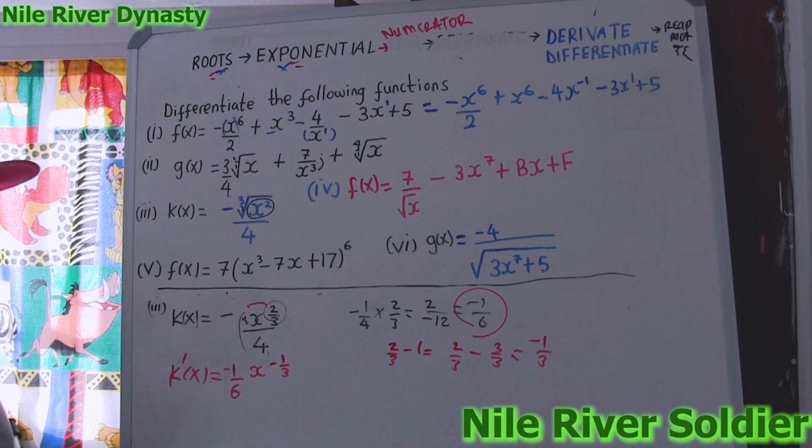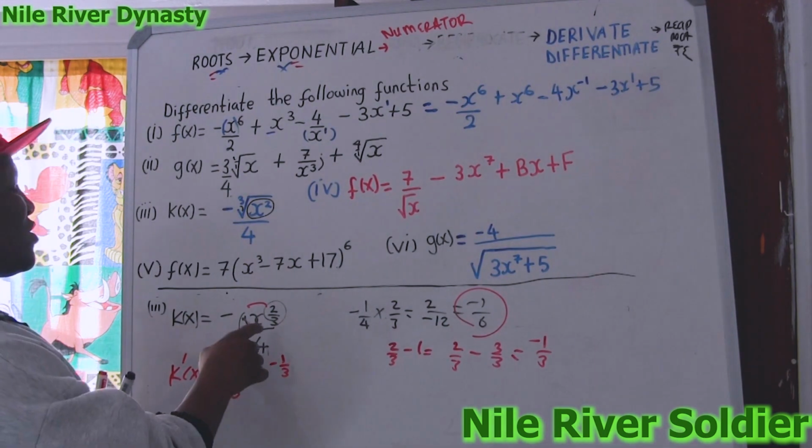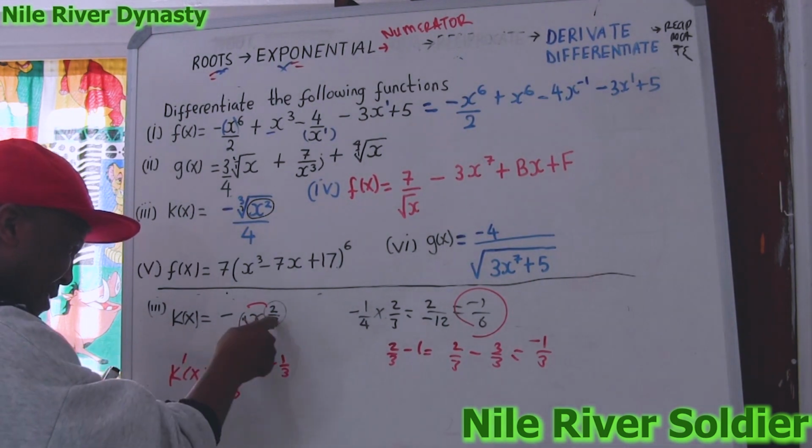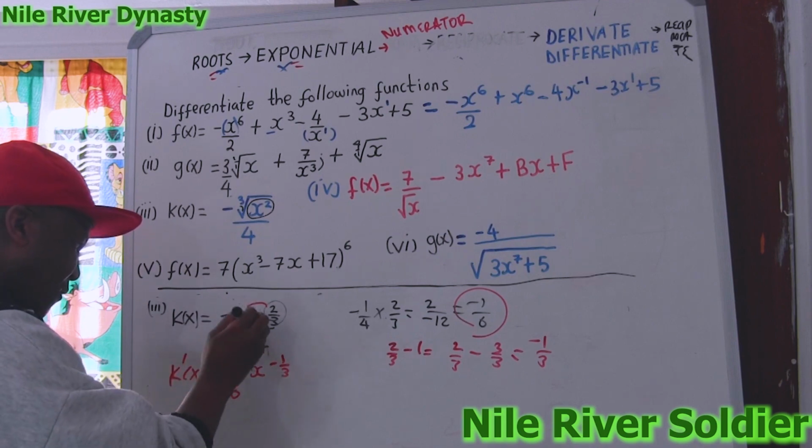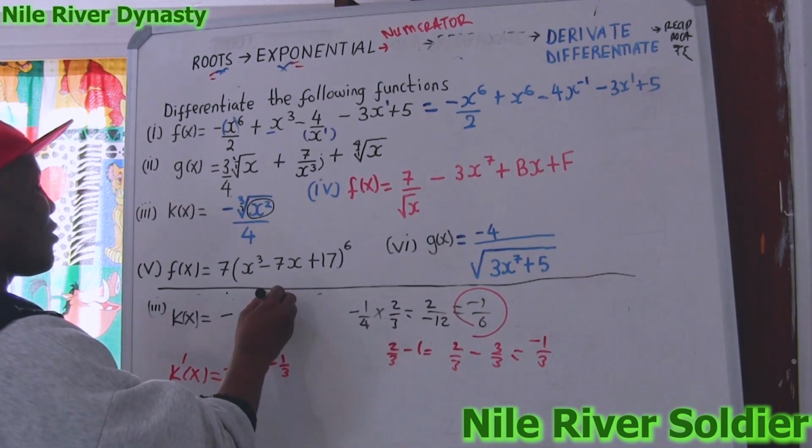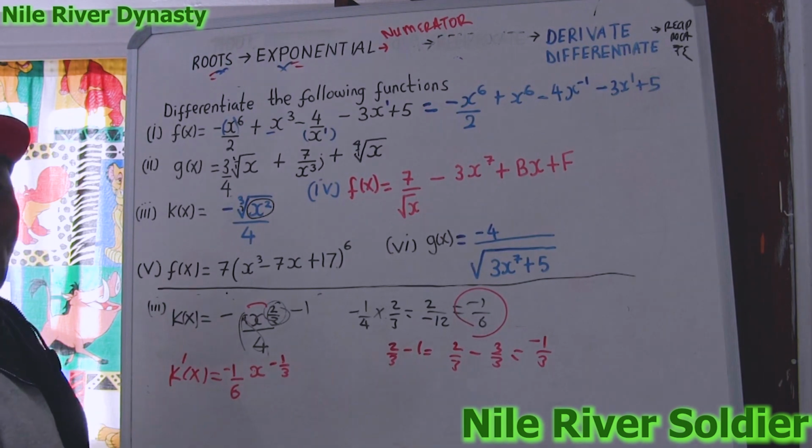If you have a problem, please let me know. After that, you can even use a calculator. Take this, multiply by 1 over 4, and you're going to get negative 1 over 6. Take whatever is here, minus 1, and then you're going to get negative 1 over 3.